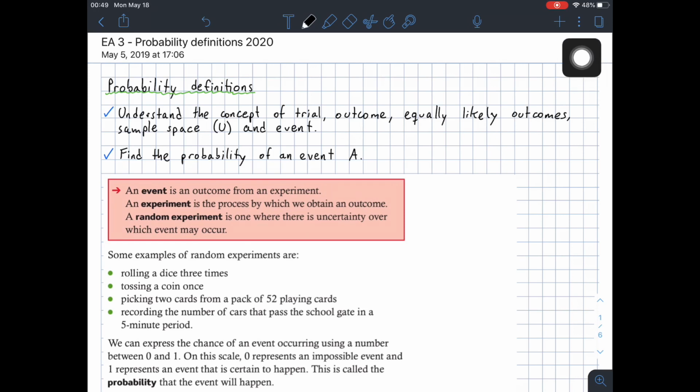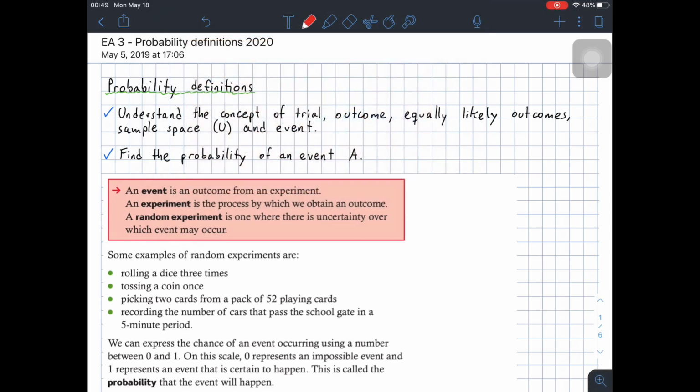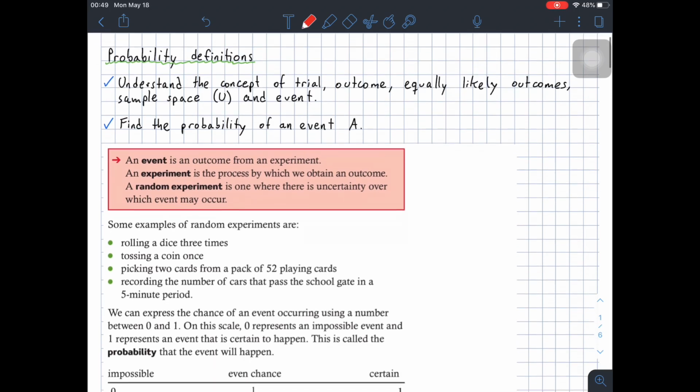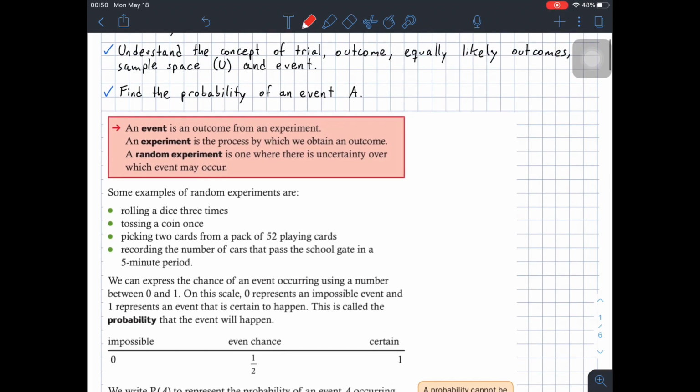It's about the basic definitions of probability. So the two objectives for today's class are, first of all, understand the concept of trial, outcome, equally likely outcomes, sample space U, and event, and number two, find the probability of an event A. Okay, so let's start by defining some basic things we need to consider whenever we talk about probabilities.